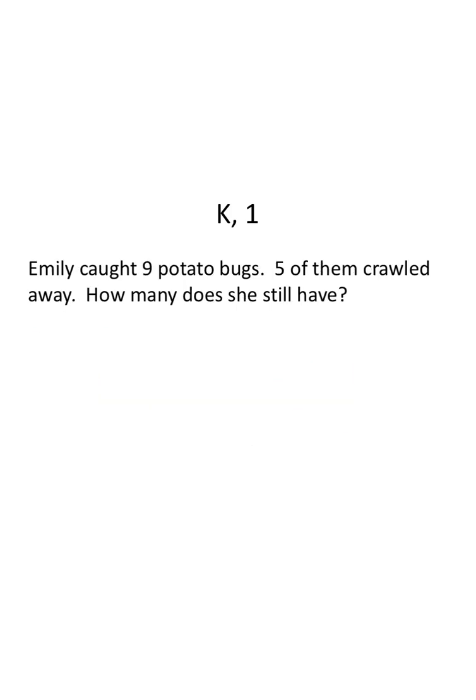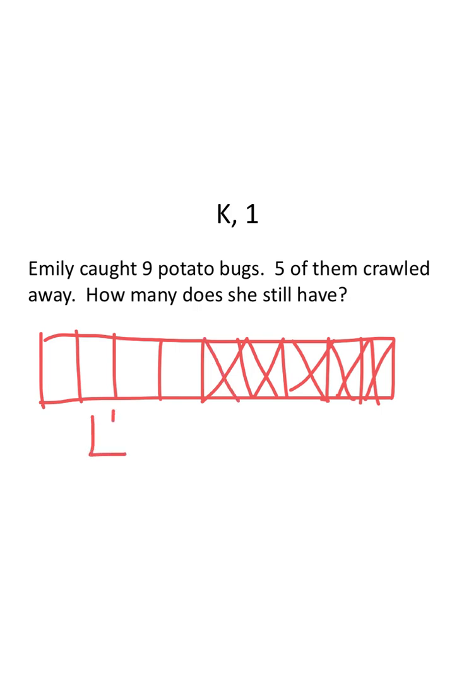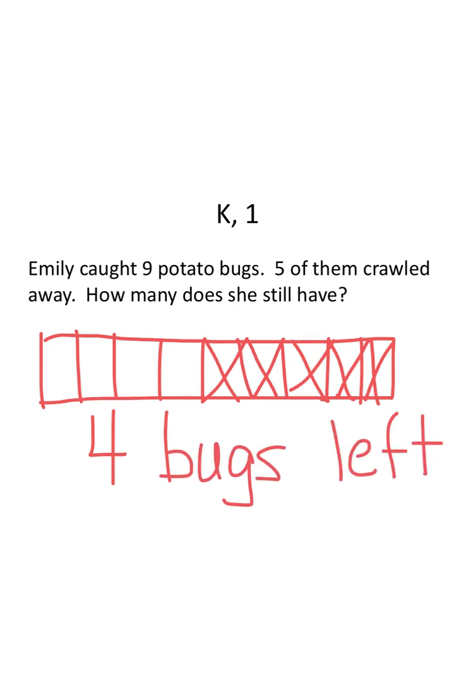All right, Emily caught 9 potato bugs. So we have 9 bugs: 1, 2, 3, 4, 5, 6, 7, 8, 9. So we draw 9 of them, we put them in a line, but 5 of them crawled away. So 1, 2, 3, 4, 5. We got rid of 5 of them. We have 4 bugs left. Use those counters, use those erasers, use the little toys, but have them line them up and practice doing these models concretely.